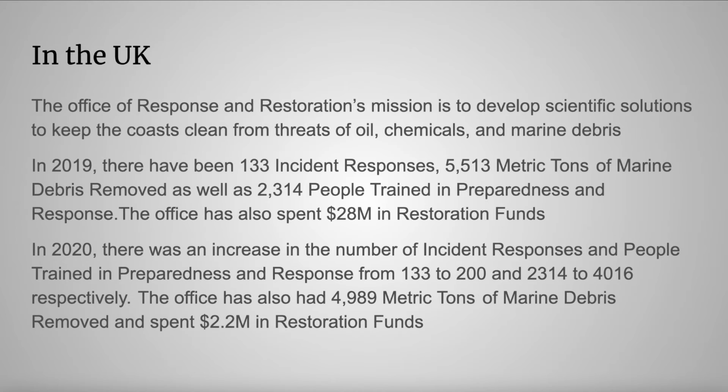In 2020, there was an increase in the number of incident responses and people trained in preparedness and response, from 133 to 200 and 2,314 to 4,016 respectively. The office also had 4,989 metric tons of marine debris removed and spent 2.2 million in restoration funds.